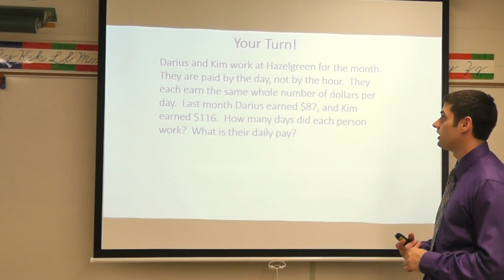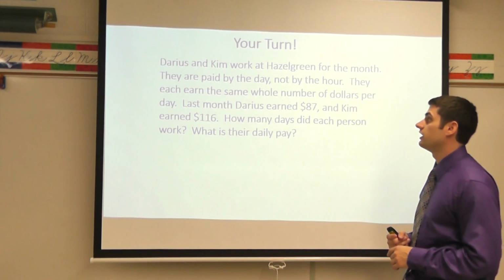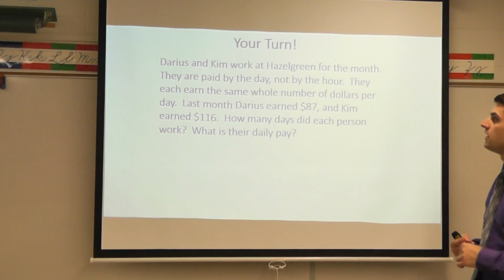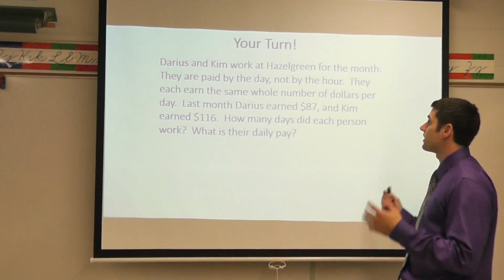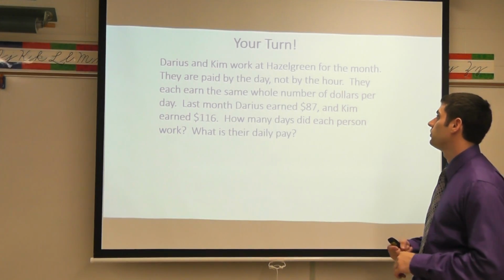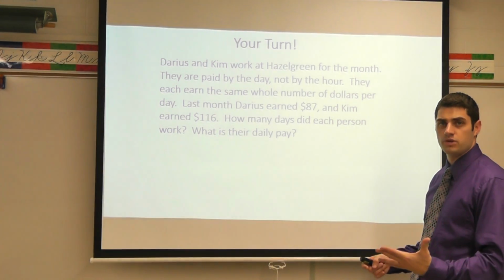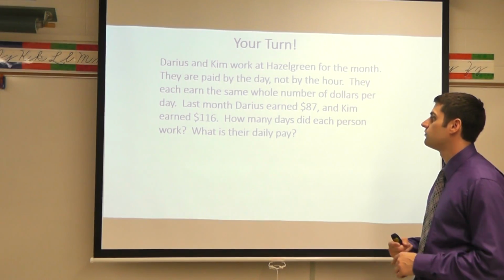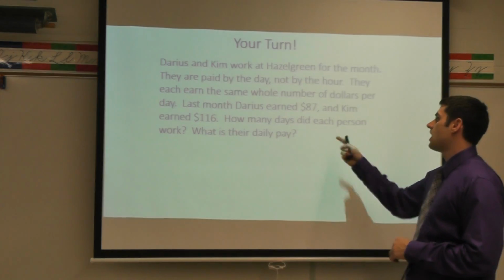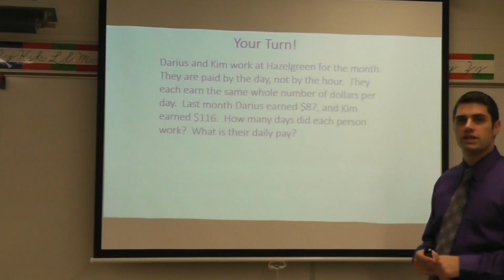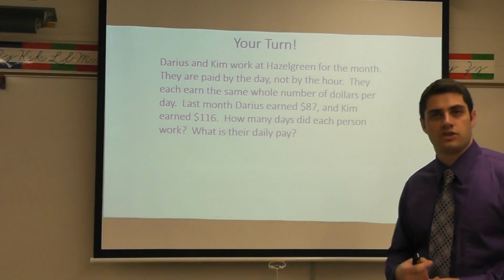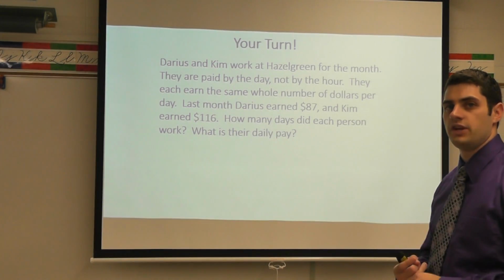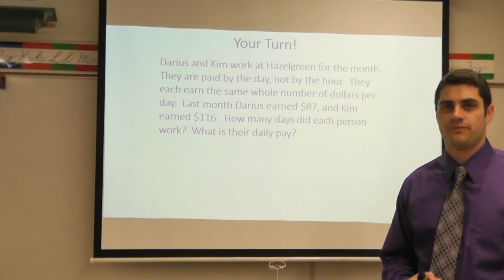Okay, let's take a look at another problem. Darius and Kim work at Hazel Green for the month. They are paid by the day, not by the hour. They earn the same whole number of dollars per day, so similar to what we were just talking about. Last month, Darius earned $87 and Kim earned $116. How many days did each person work? What is their daily pay? I know you got the pencil and paper ready to go. Go ahead and pause the video and we'll see what you come up with.